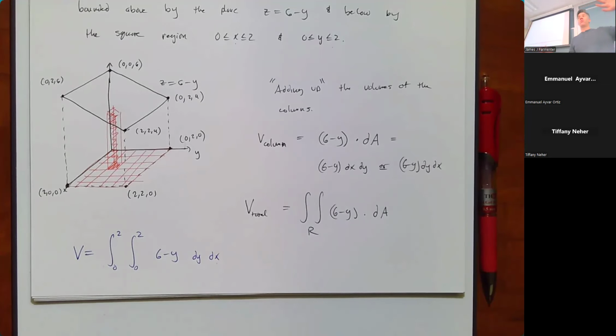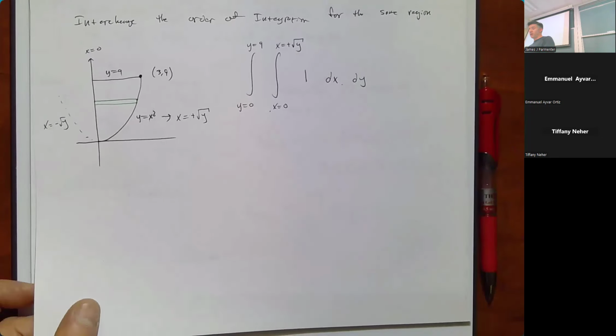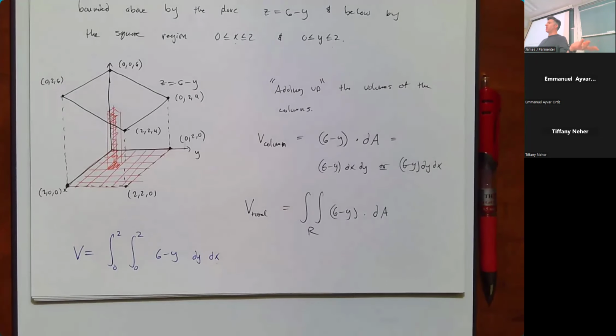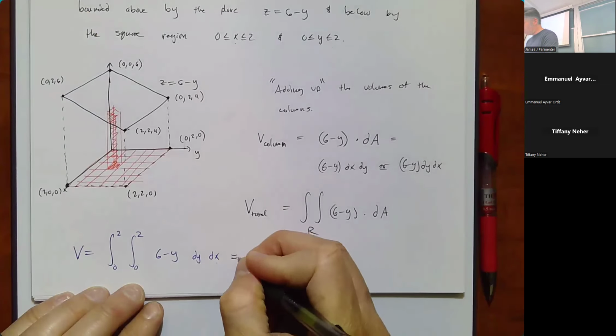For any other region that doesn't have the shape of a rectangle, there's more work involved in interchanging the order of integration. Like when we did the previous example here, we actually had to think about how the functions changed in our limits of integration. If they're constants, lovely, you don't have to do anything. So here, if we calculate this, check this out.